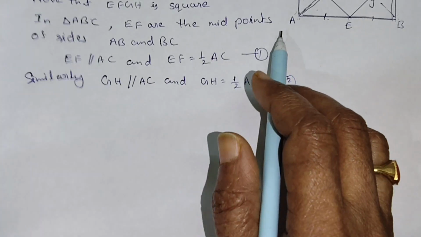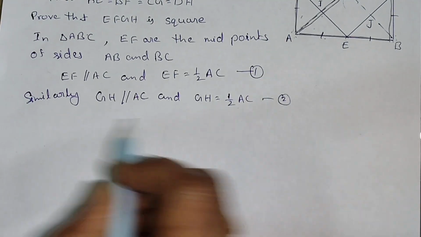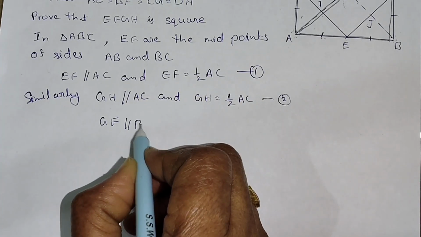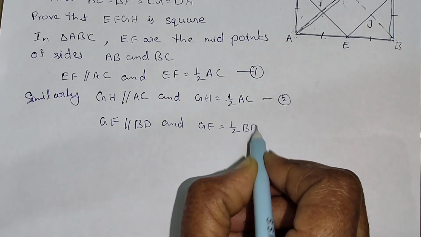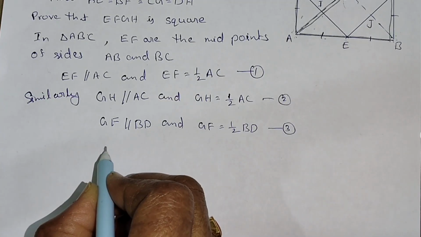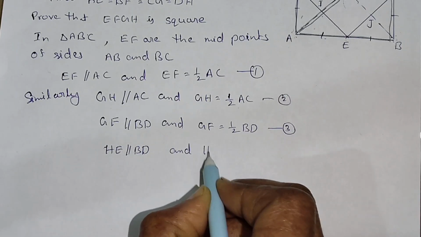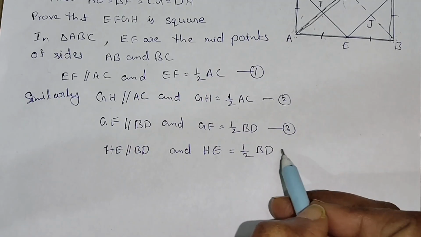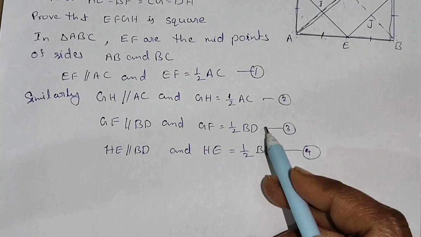Similarly we take these two triangles also. GF is parallel to BD and GF equal to 1 by 2 BD. This is equation 3. Next, HE is parallel to BD and HE equal to 1 by 2 BD. This is equation 4. These are the diagonals.